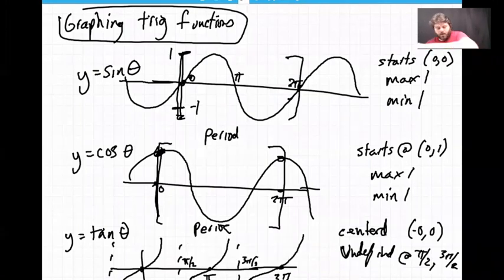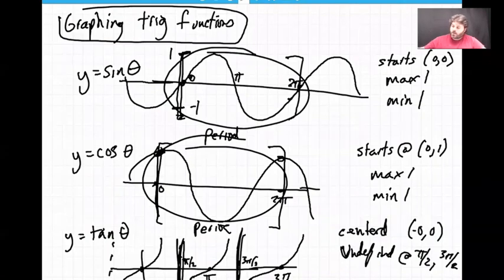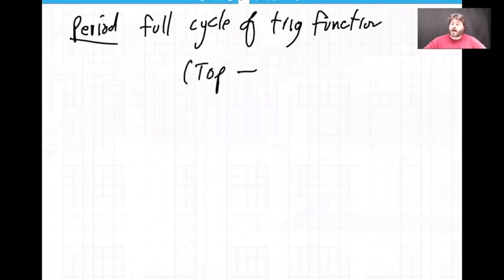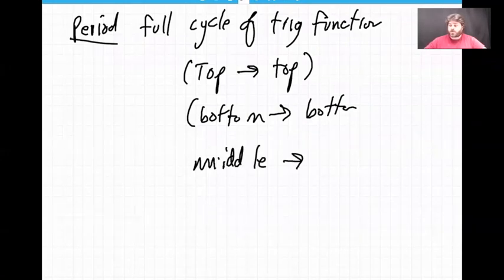Let's continue on. Let's talk about the period. So remember, we were talking about the period being a full cycle of this function, from start to finish, all the way through. So the period is a full cycle of a trig function. When I say that, it's either the top to the top, or the bottom to the bottom, or the middle to the middle. That makes sense.